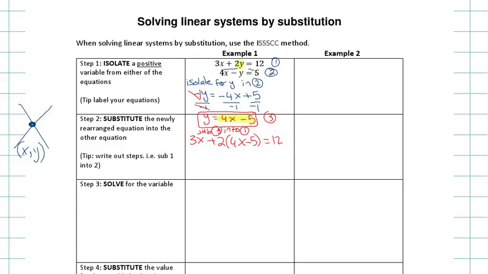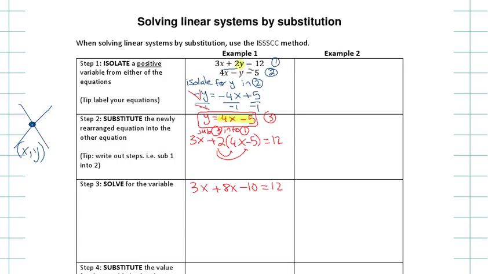Let's solve. So 3x, I have 2 times 4x and 2 times negative 5, right? So I can distribute, so that's plus 8x, minus 10, equal to 12. Now I can collect like terms.